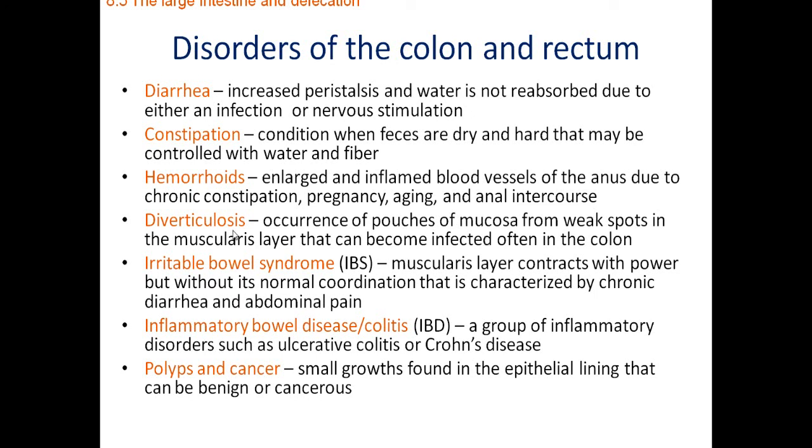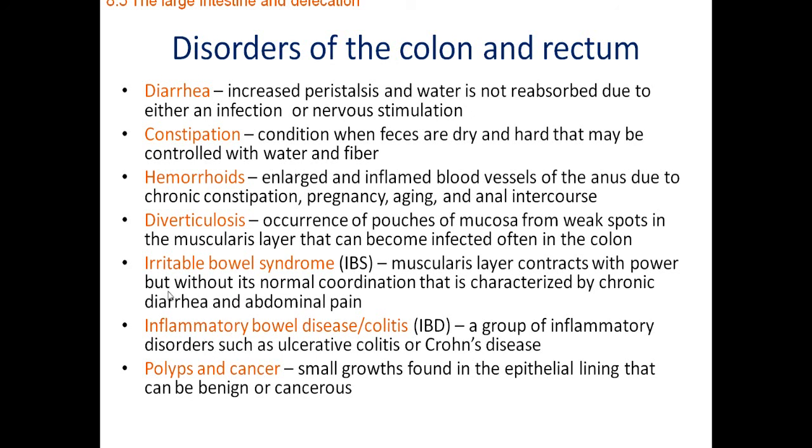Okay, diverticulosis. So the colon, the mucosa of it, can develop pouches in the muscular layer. Okay, you can get pouches in there because you get weak spots in the muscular layer. Okay, and those pouches could get food trapped in them, and it could become inflamed.